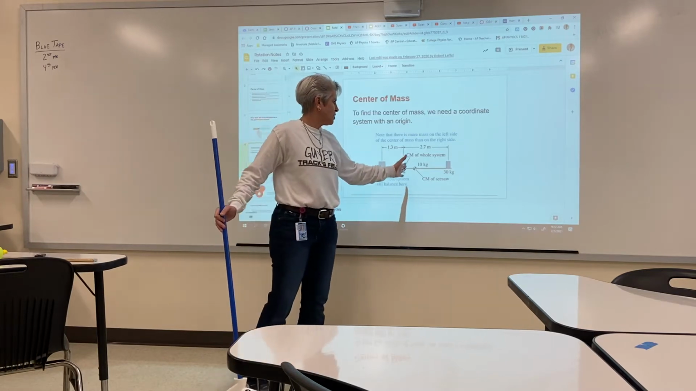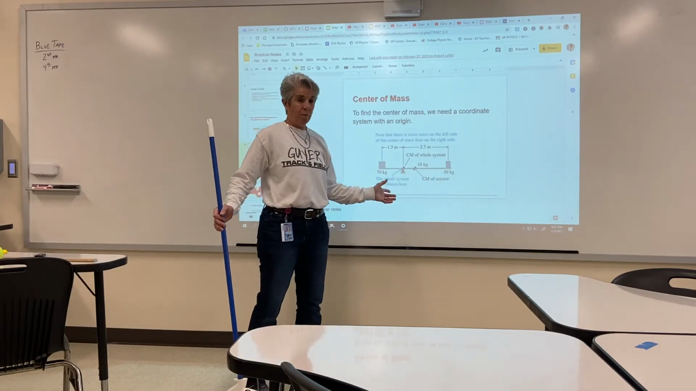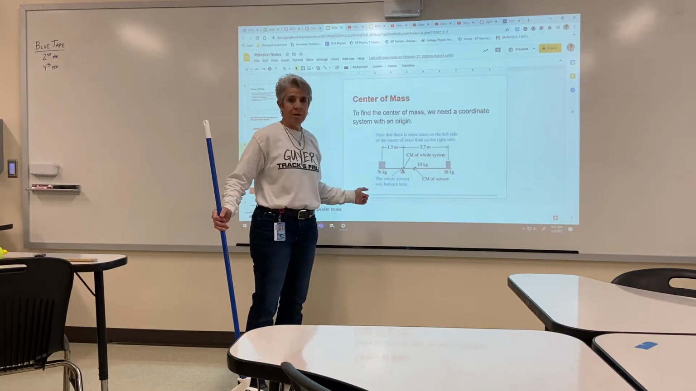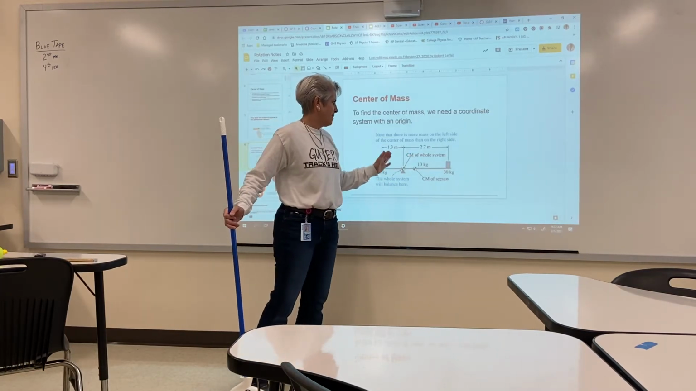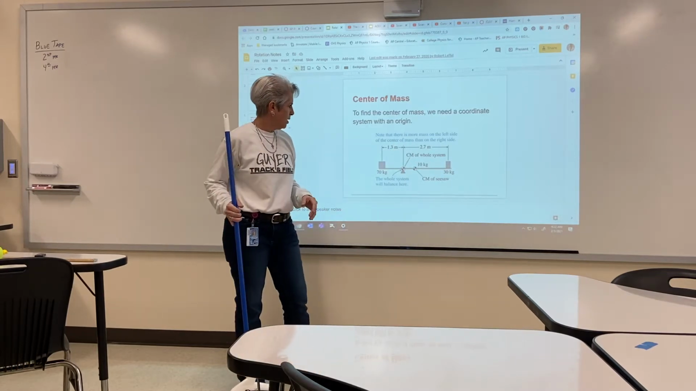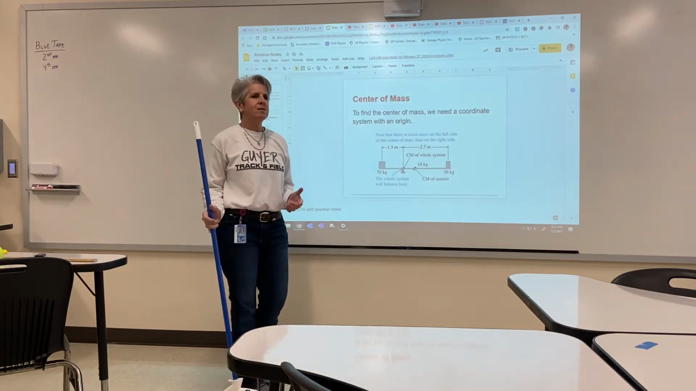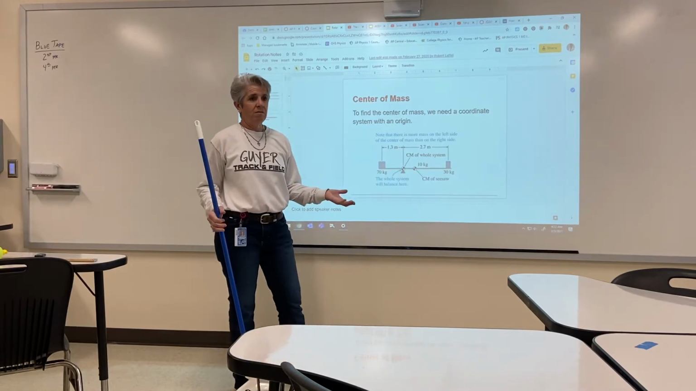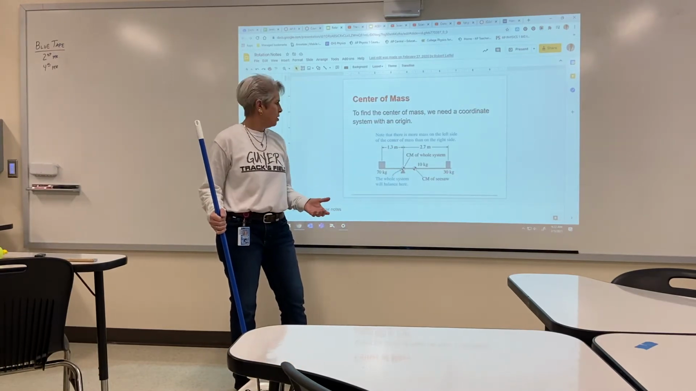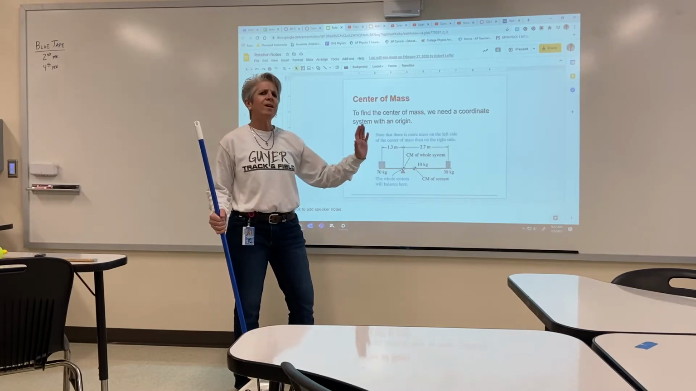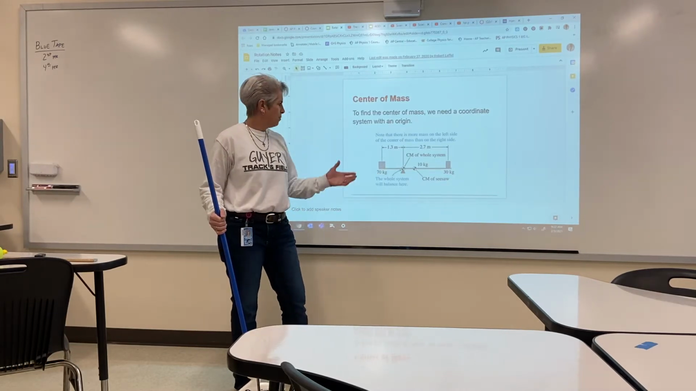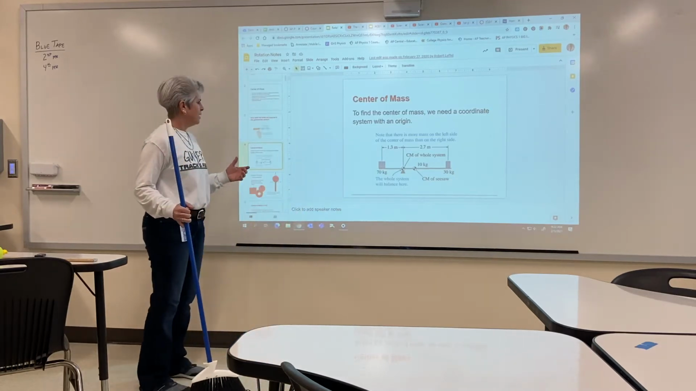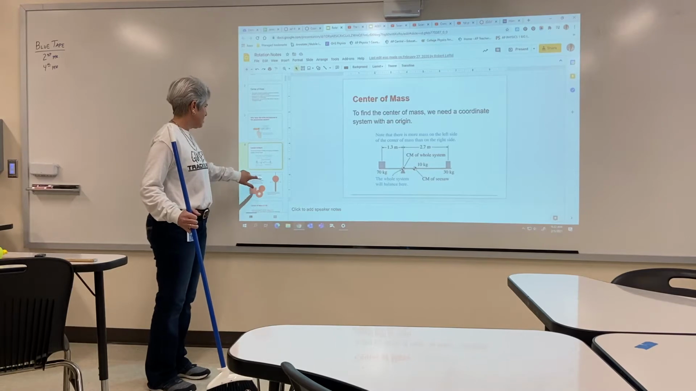And how far away is this 30 kilogram mass from that pivot point? We would find that the 70 kilogram mass is 1.3 meters away. The 30 kilogram mass is 2.7 meters away. The difference in masses is that 30 kilograms is more than twice as small, and so it's going to be more than twice as far away from this origin. And that's kind of how we deal with an average or a weighted mass.